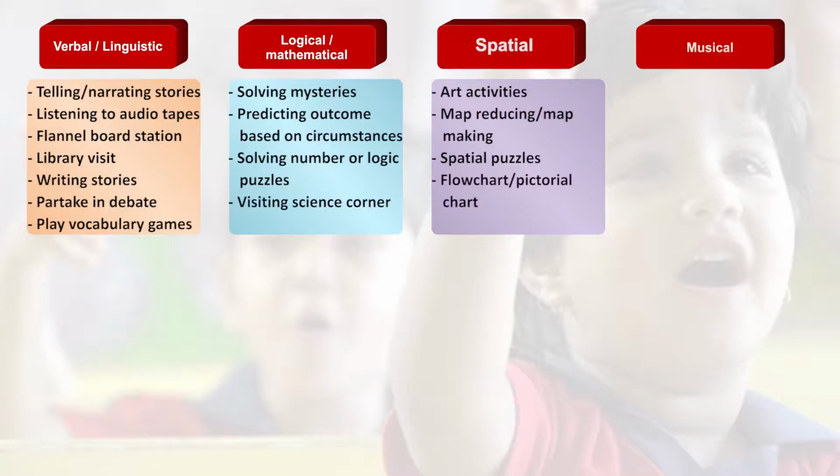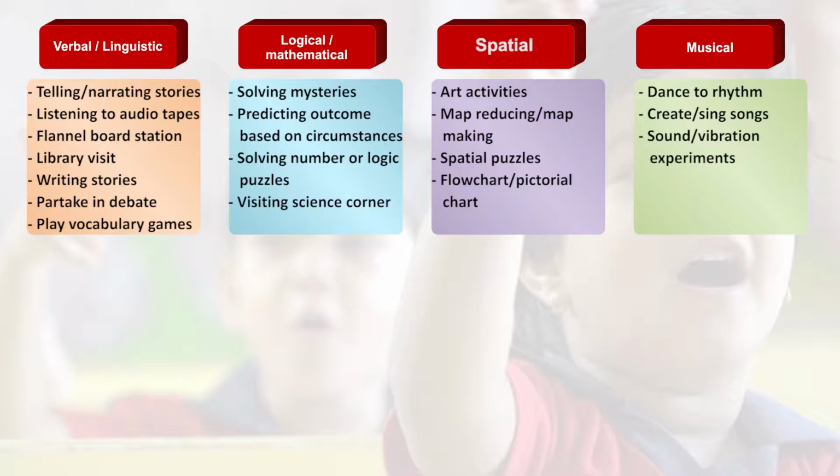Then, all about musical intelligence. You know, these children learn well through rhythm. So allow them to write or recite poems, stimulate them to dance to rhythm, stimulate them to create or sing songs, and give them some sound or vibration experiments.